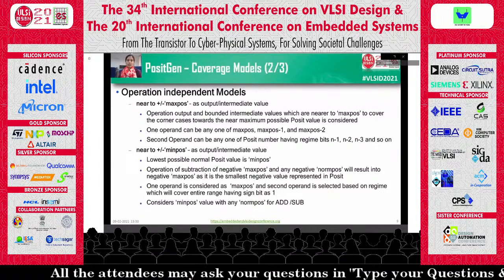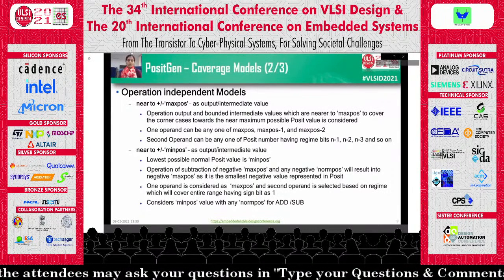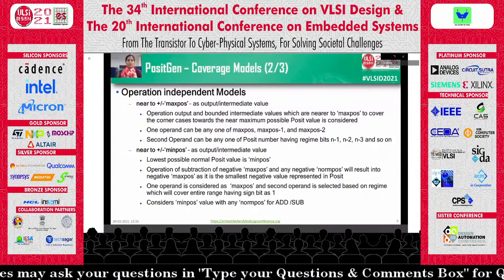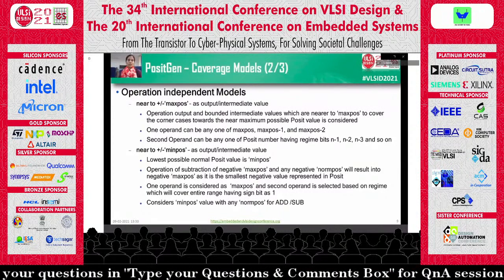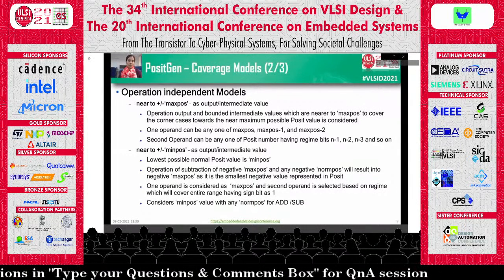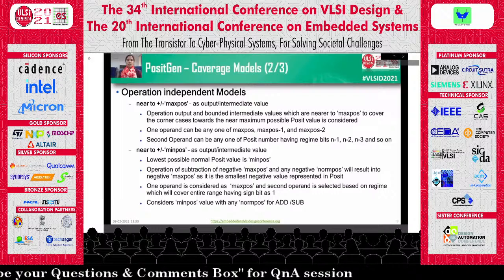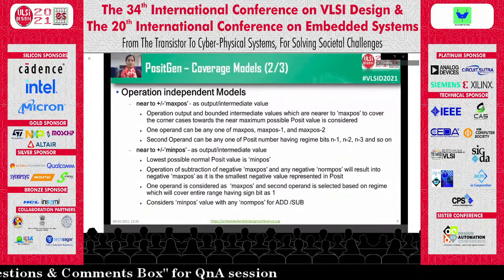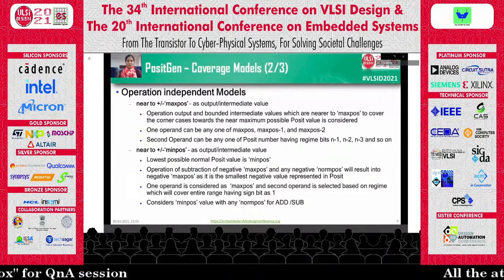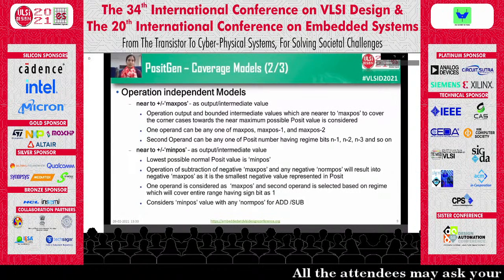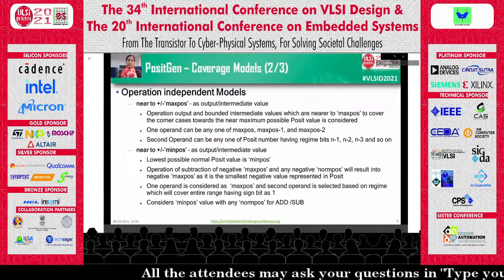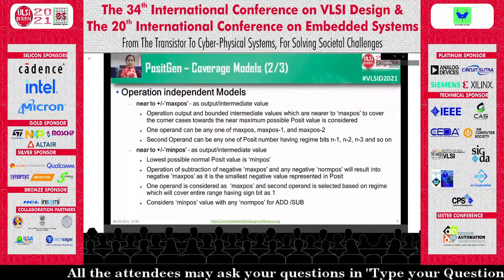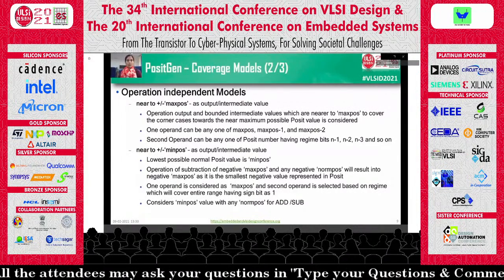The next model is the near to positive negative min pos. There is no underflow in POSIT. This model generates operands such that the output of the operation will result in min pos or near to min pos. So subtraction of negative max pos and negative non pos will result in negative max pos, as the max pos is the smallest possible number represented in POSIT. Here we also consider min pos value with non pos for addition and subtraction. This model is also applicable for all three subsets of the POSIT domain.